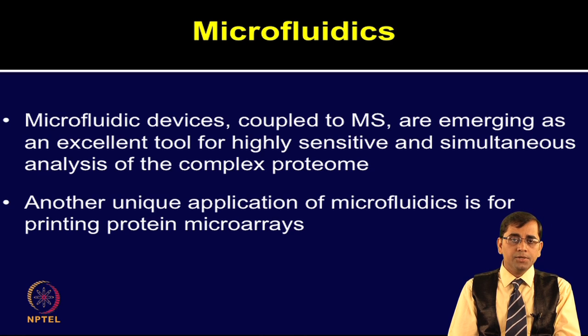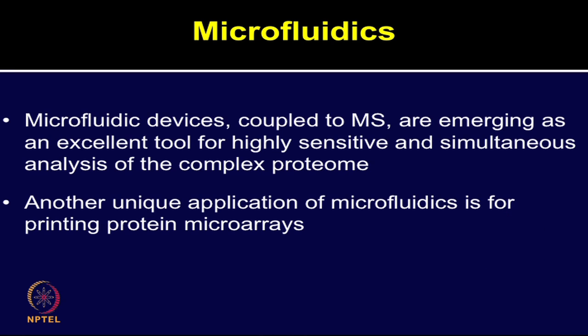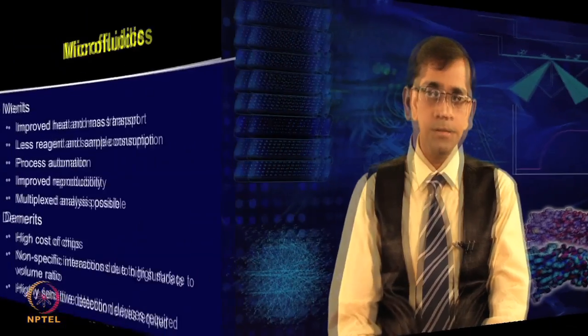Another unique application in proteomics is the application of microfluidics to print microarrays. Printing DNA, RNA and proteins on the chip surface is always challenging, and now different types of solutions are offered by microfluidic based systems to enhance the spot to spot reproducibility and lower the sample consumption during the printing.